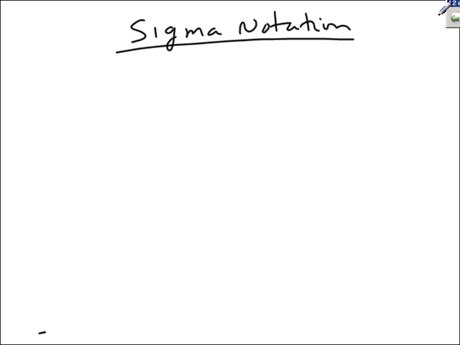I'm going to go over what's called sigma notation, plus some special formulas associated with it. This symbol means add up. We're going to add up a sub i's, where i goes from 1 to 4.